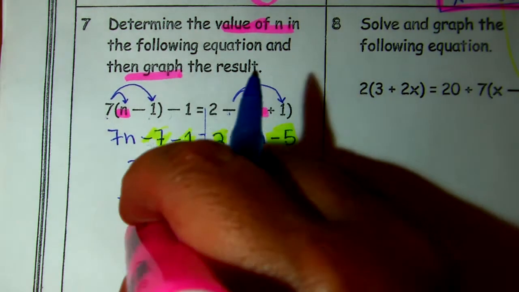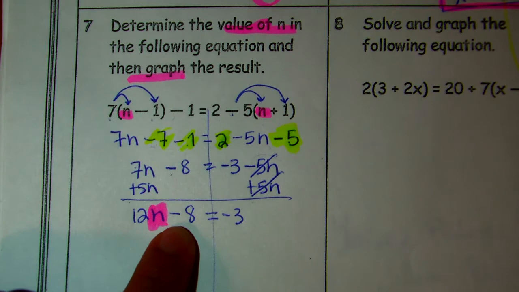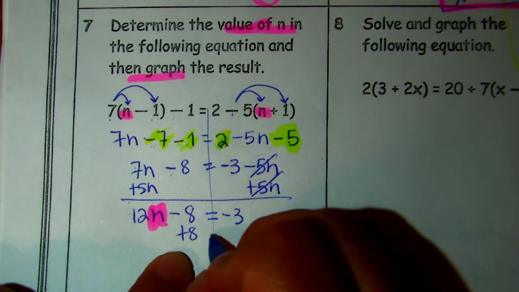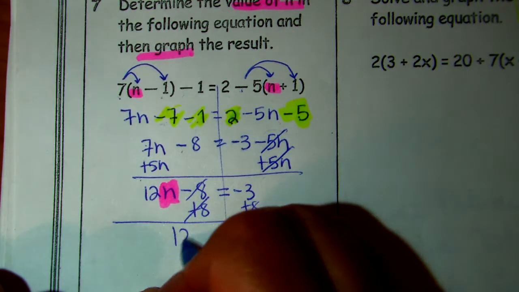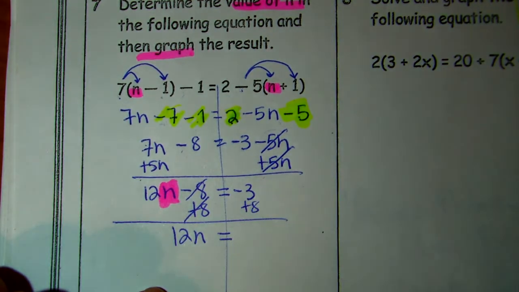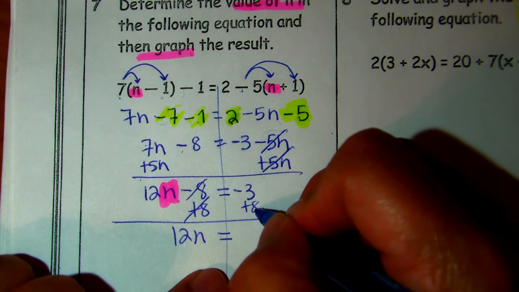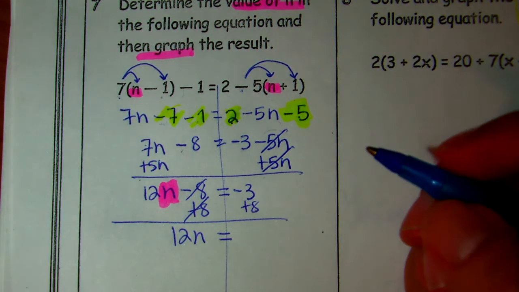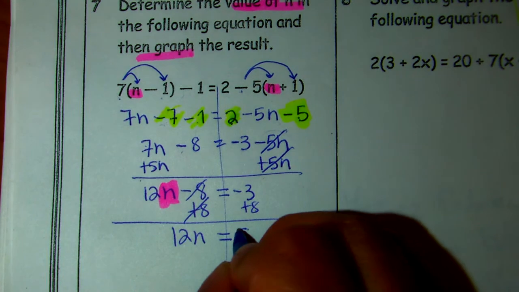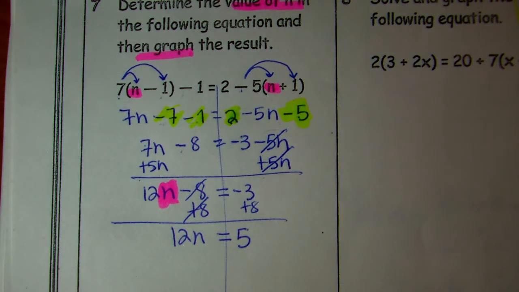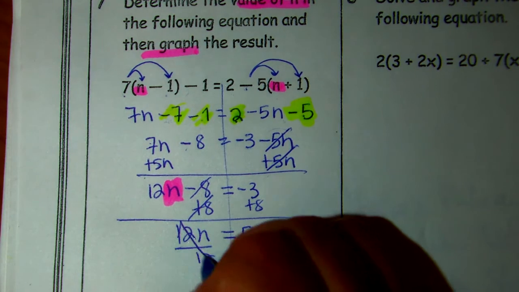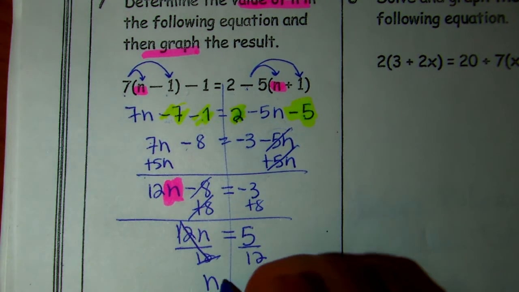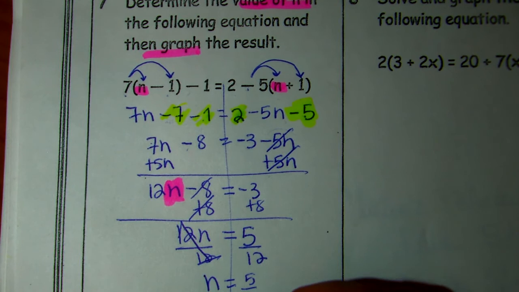Now we're solving for n. I still have this number over here, so I'm going to add 8. Add 8. Cancel, cancel. Bring down the 12n equals -3 plus 8 gives me 5. Are we doing this right? Yes. Okay. Divide by 12, divide by 12. This becomes a 1. And n equals 5 over 12.